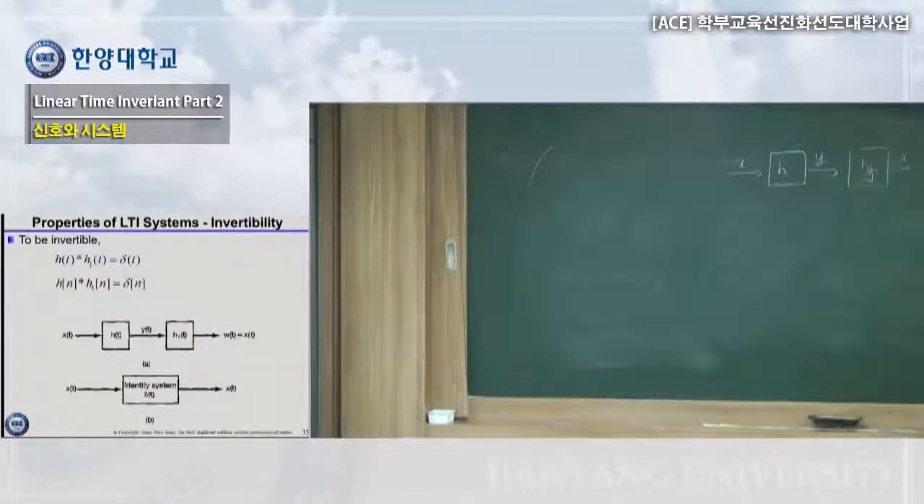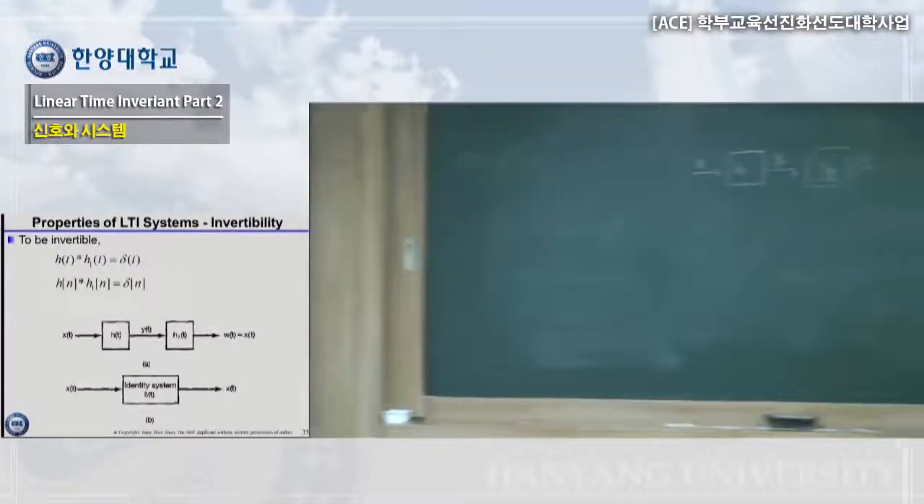So this is how the invertible system works. Say that X is input, Y is output. When Y is input, X is output. If you can figure out this kind of system, then there will be the invertible system.